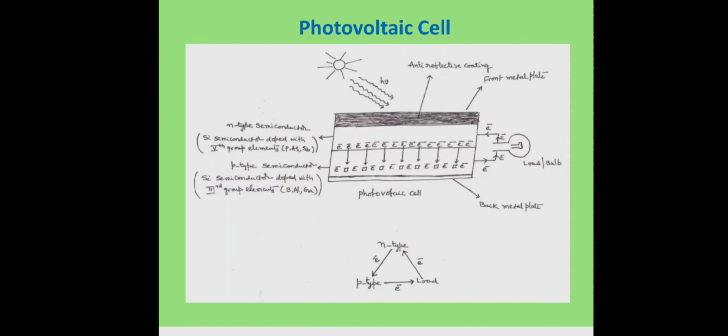As we see in the diagram of the photovoltaic cell, the front metal plate is coated with anti-reflective material and the sunlight falls on the anti-reflective plate, and below the anti-reflective plate we have the n-type semiconductor. These n-type semiconductors have electrons, and these electrons transfer from n-type to p-type, and the p-type transfers the electrons to a load like a bulb or fan, and the load transfers the electrons to the n-type semiconductor. Like this, n-type travels to p-type, p-type travels to load, and load travels to n-type semiconductor.